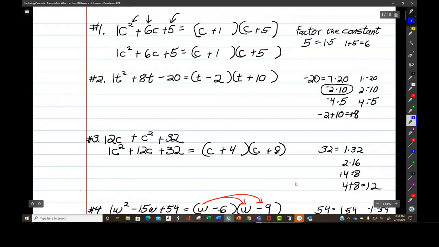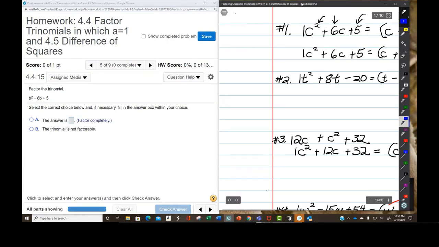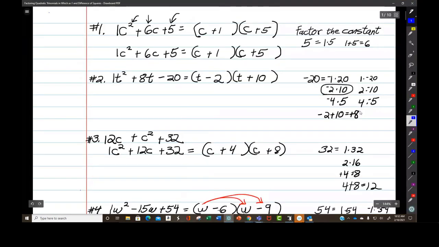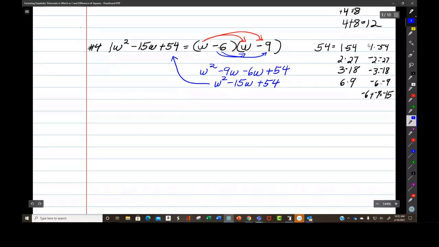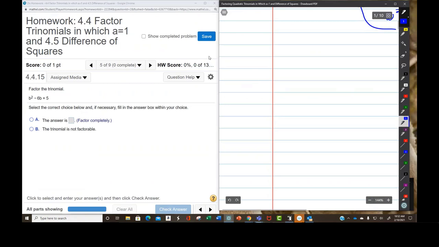You know, you can do the AC and grouping method if you want to. Let's do the next one that way. I don't actually know what the next one is. Ah, not bad. Let's do that. Well, I wasn't quite ready to do that. Okay, number 5.